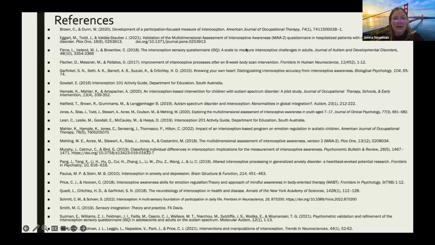Okay, I see a question: do you recommend combining this with a program like Zones of Regulation and/or Alert program? It can be combined with Zones of Regulation. I have used those together, but if an individual isn't able to recognize what their emotion is, they might have a really hard time even relating to the zones. So I think using interoception first, like the interoception awareness activities, and building on that could be great.